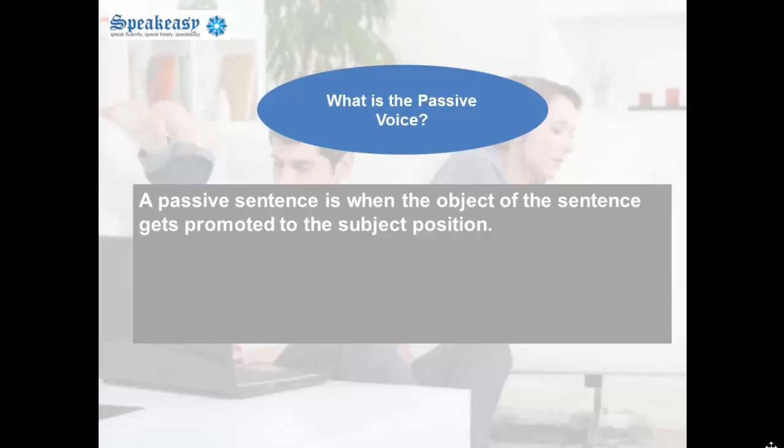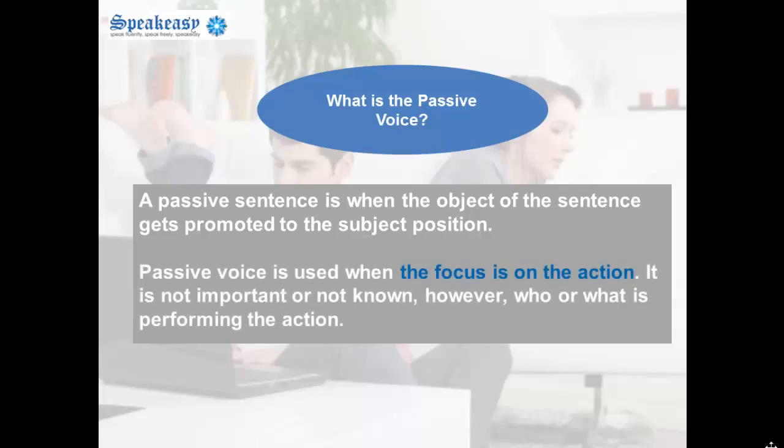So what is the passive voice? A passive voice sentence is when the object of the sentence gets promoted to the subject position. Passive voice is used when the focus is on the action. It is not important or even known, however, who or what is performing the action.